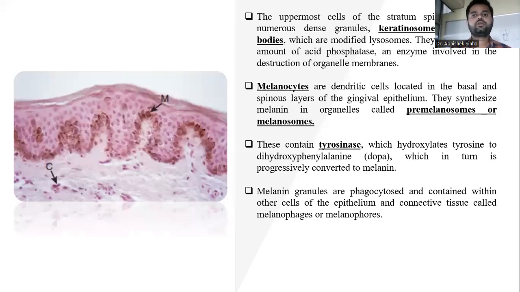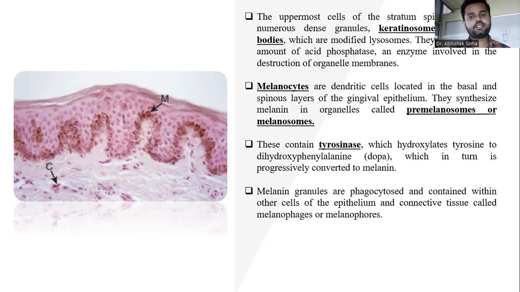Okay. Now, the uppermost cells of the stratum spinosum contain numerous dense granules called keratinosomes or Odland bodies. Again, an MCQ question, that's why I have marked it. These Odland bodies are modified lysosomes. Again, an important MCQ question. Sometimes they ask, what is the other name of the modified lysosomes present in the stratum spinosum? These Odland bodies also contain acid phosphatase, an enzyme which is involved in destruction of organelle membranes.